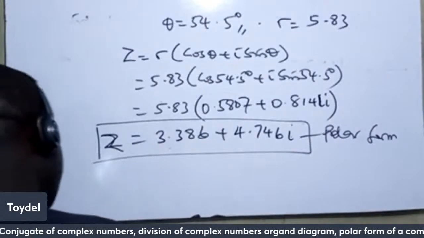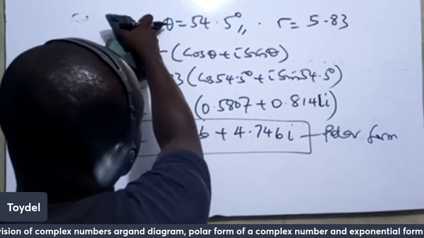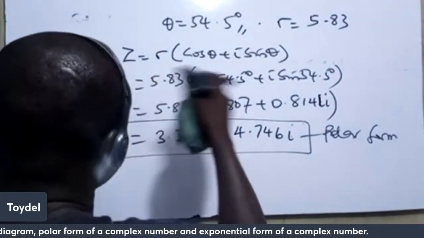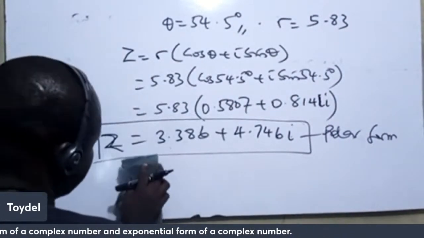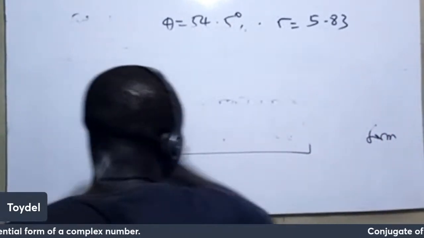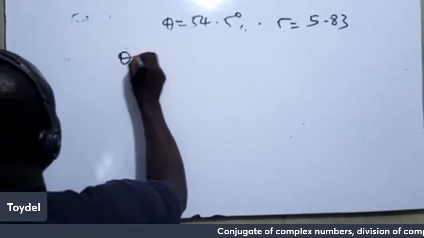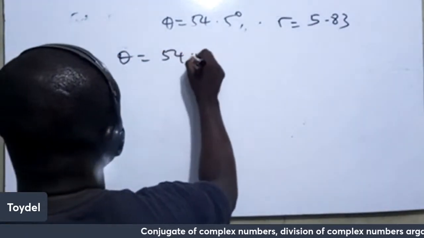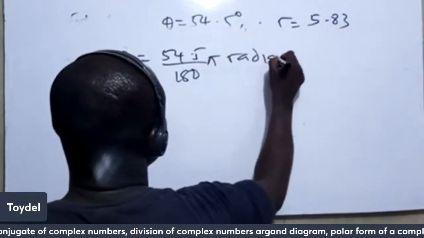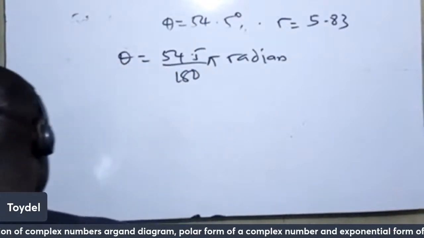Of course, we are going to convert theta to pi radian. So we convert it to radian. If we want to do that, that will be pi all over 180. We have gotten the polar form, so we want to find the exponential form now. So to be able to find the exponential form, this is what we do. We just say theta will now be 54.5 all over 180 pi in radian. As I said earlier on, in exponential, the value of theta is not in degree, it's in radian.